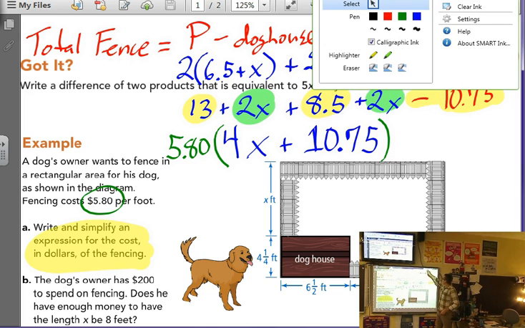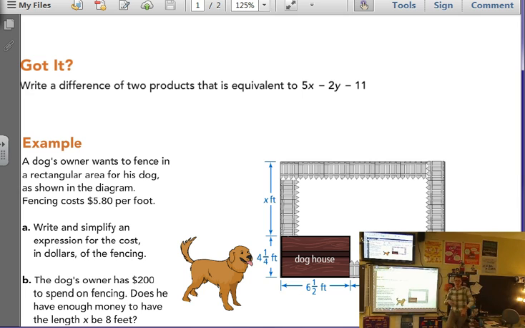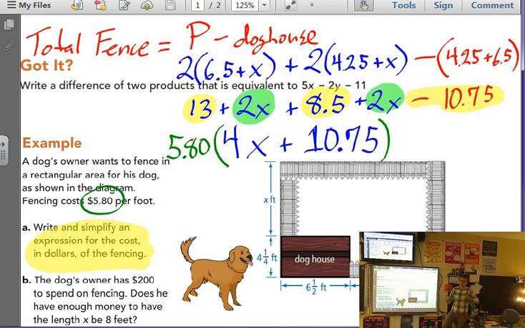Any questions on part A? How we did all that? We first looked at the whole perimeter, then we took away what we didn't need, combined your like terms to clean it up, and multiplied by your cost. Couldn't we solve further? We can.